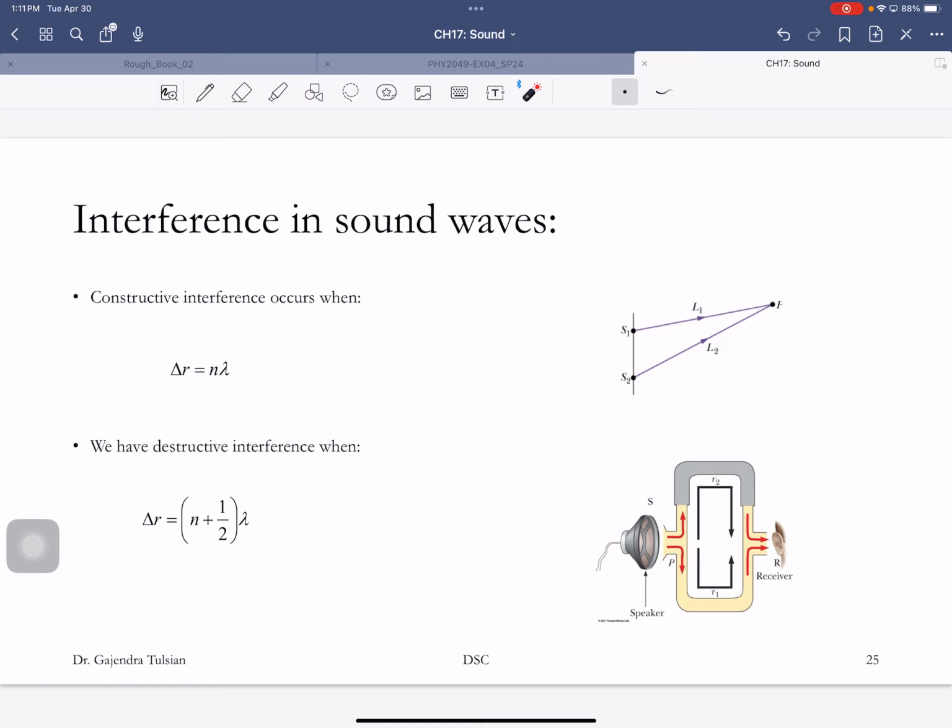All right, so here's a device where you have a single speaker. You have a part of the wave travel this way, part of the wave travel this way, and you can adjust this, move this arm up and down, and as you move it up and down, you can have constructive and destructive interference. Okay, so you can have sound cancellation and sound enhancement.